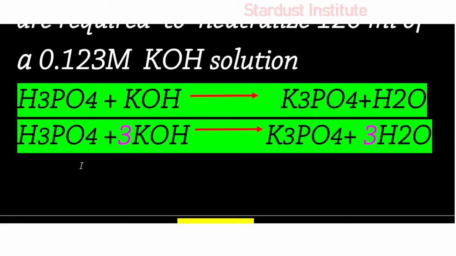Now you can see on the left hand side 6 hydrogens, on the right hand side 3 times 2, 6 hydrogens. On the left hand side 1 phosphorus, on the right hand side 1 phosphorus. On the left hand side 7 oxygens, and on the right hand side 4 plus 3, 7 oxygens.